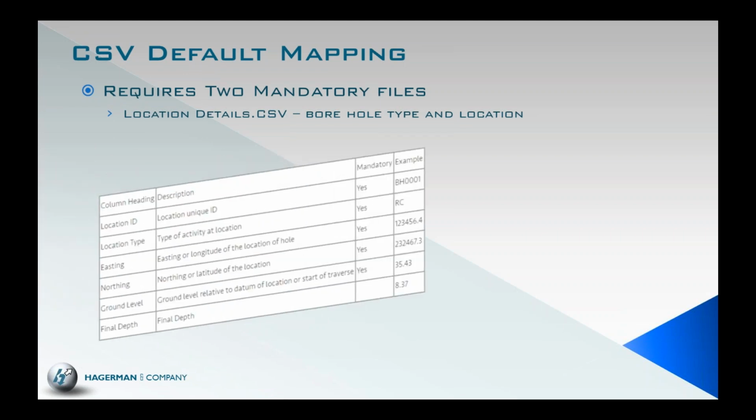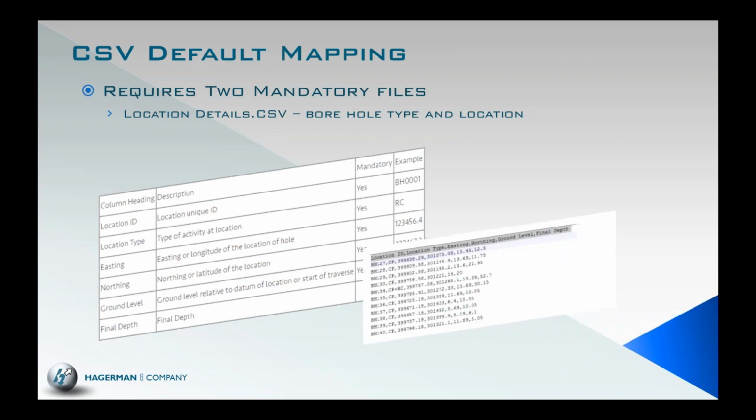Okay. And this is the information that we're going to need in order to plot these and place them correctly. You'll need the location ID, type, northing and easting, ground level. You don't have to have a final depth, as you can see under our mandatory column, but the first 5 you do. It gives you an example here of what they should look like. Location ID, borehole 0001. Okay, location type, what type of activity? Northing, easting, what's the ground level?